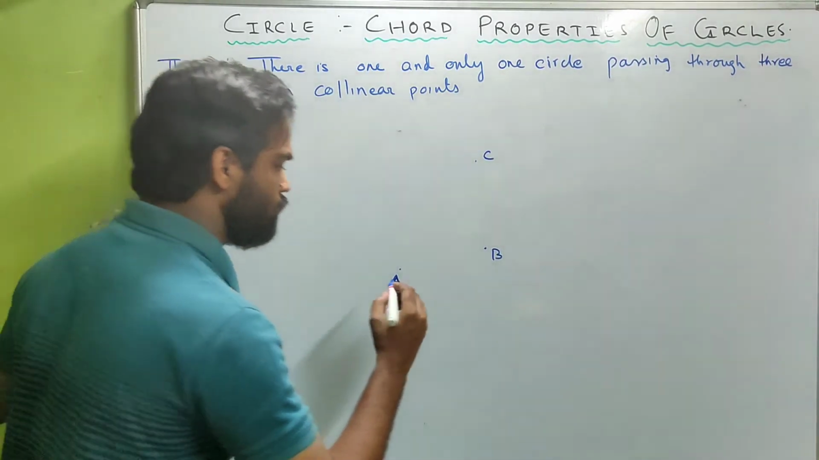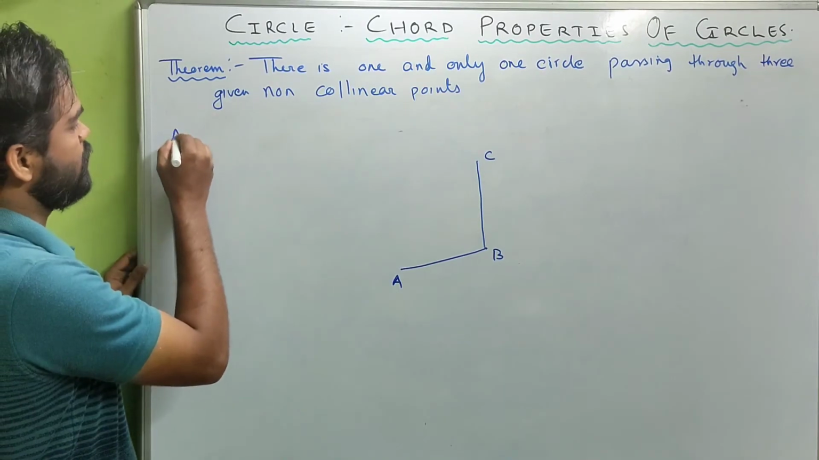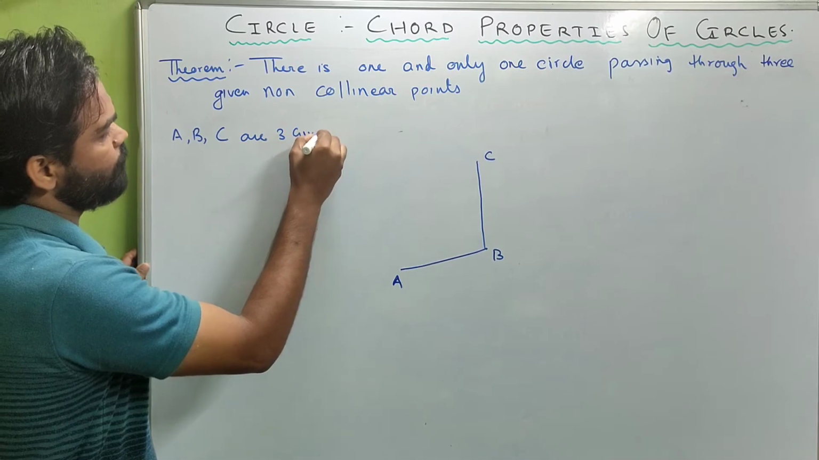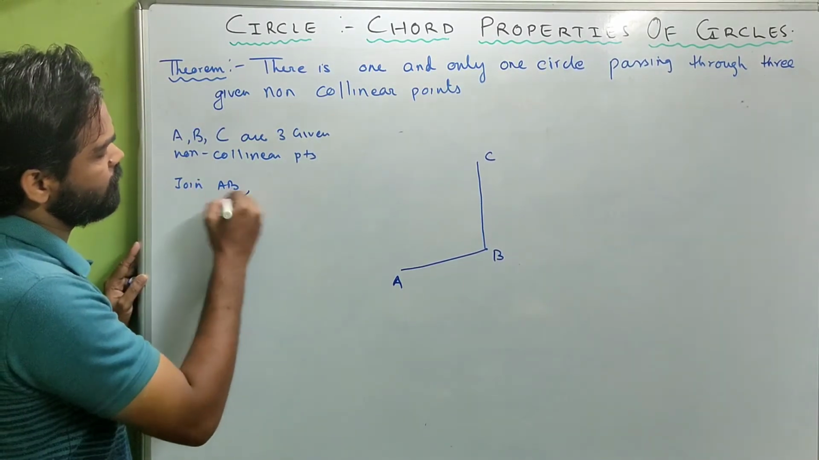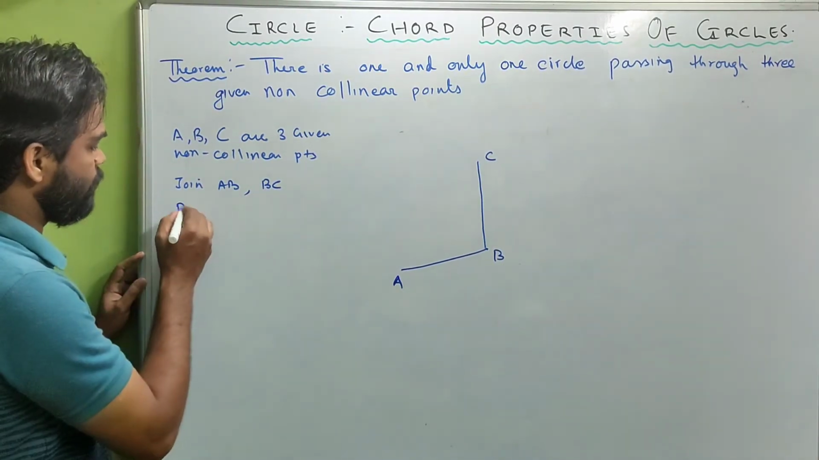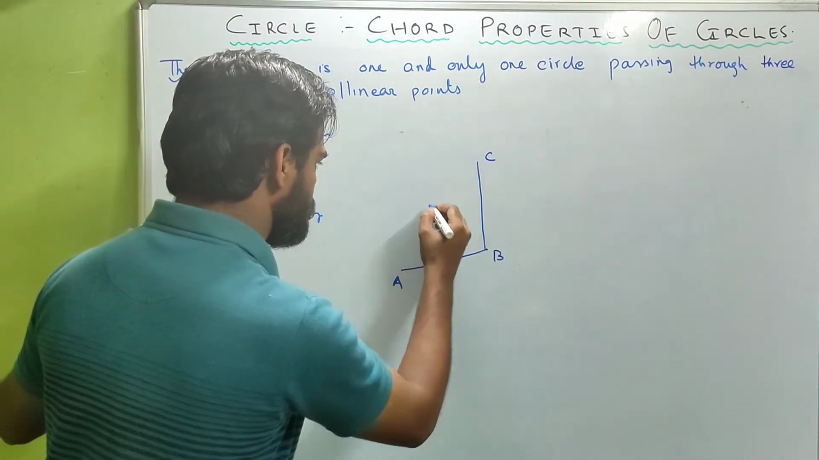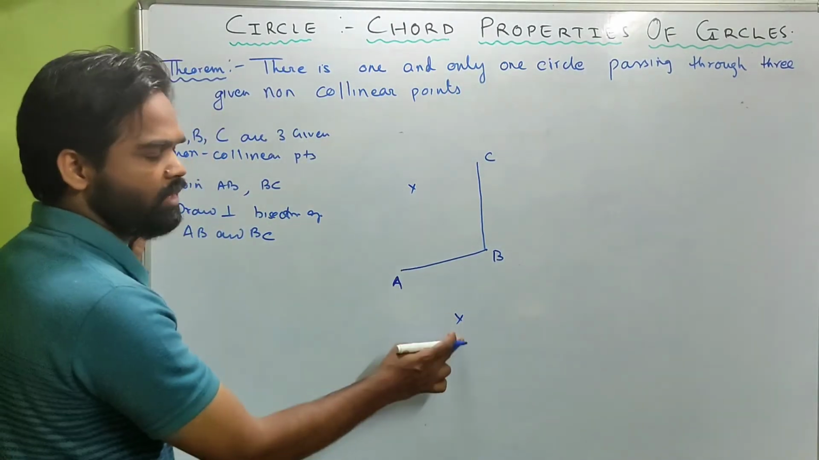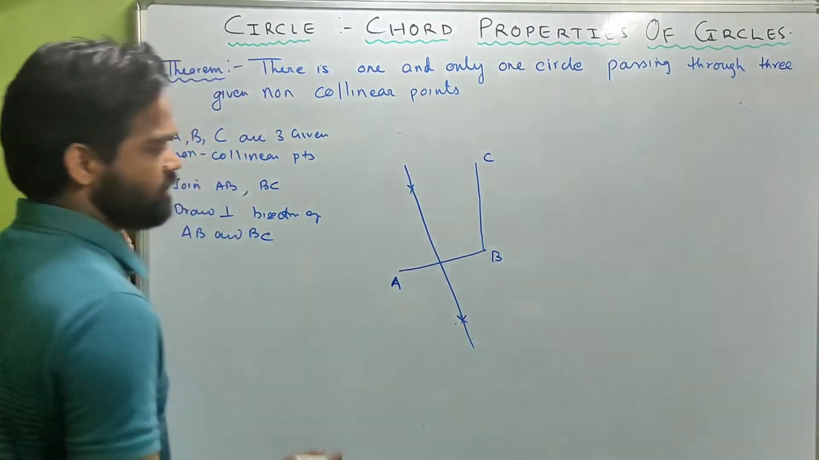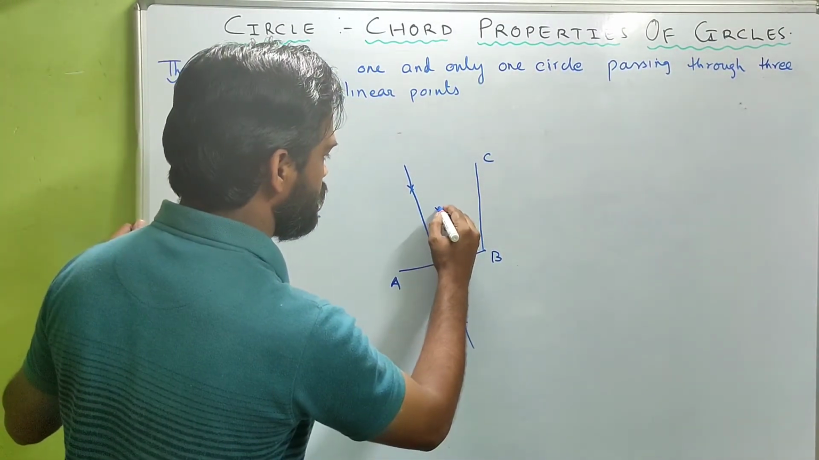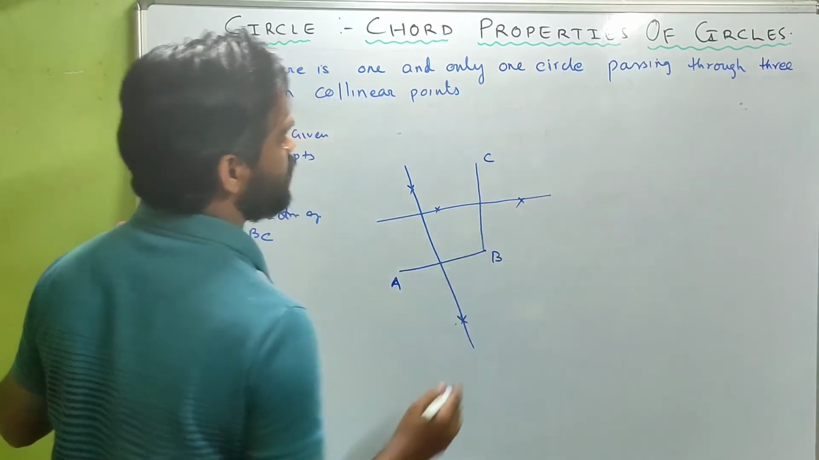Let us see how. What I'll do, I'll join AB and CB. So A, B, C are 3 given, suppose, non-collinear points. What I did? Join AB and BC. Now draw the perpendicular bisector of AB and BC. We all know how to draw the perpendicular bisector. From A you make an arc up and down, from B you make an arc up and down. Then suppose this is the perpendicular bisector of AB. Similarly we draw the perpendicular bisector of BC. Suppose we get something like this.